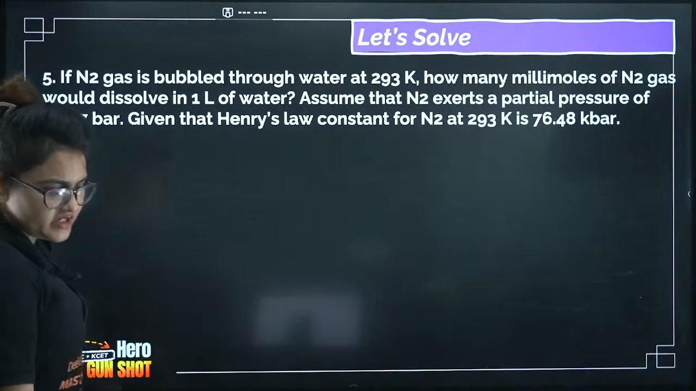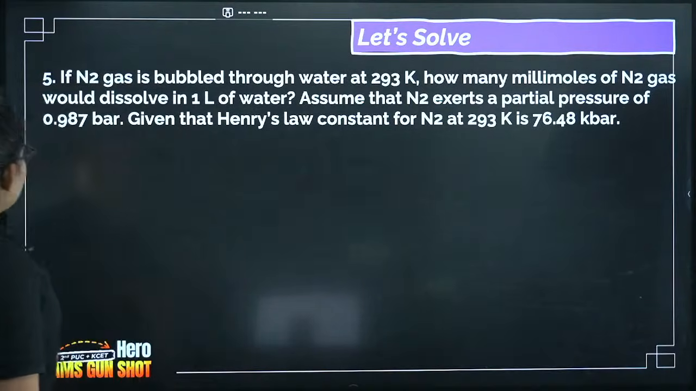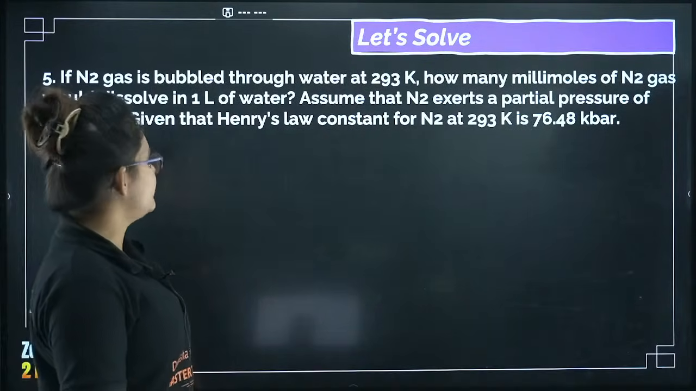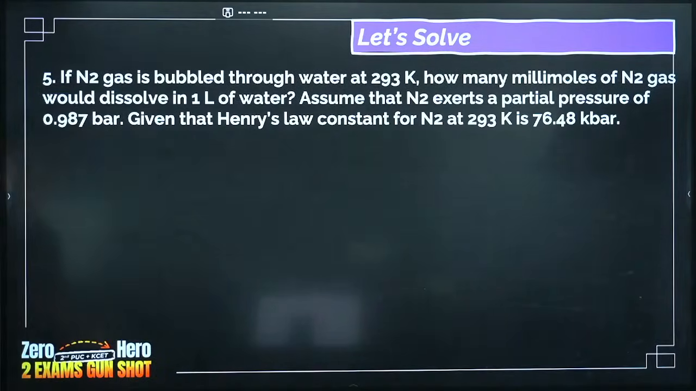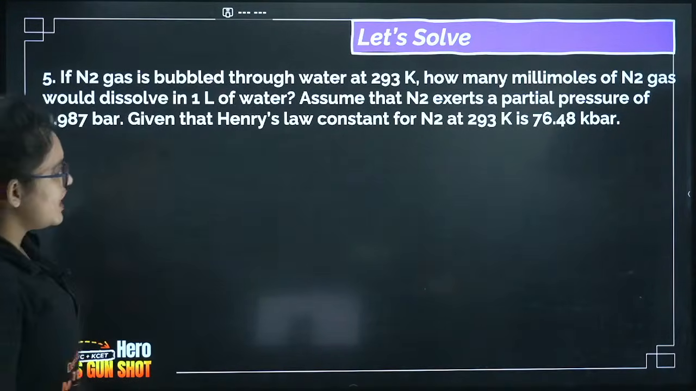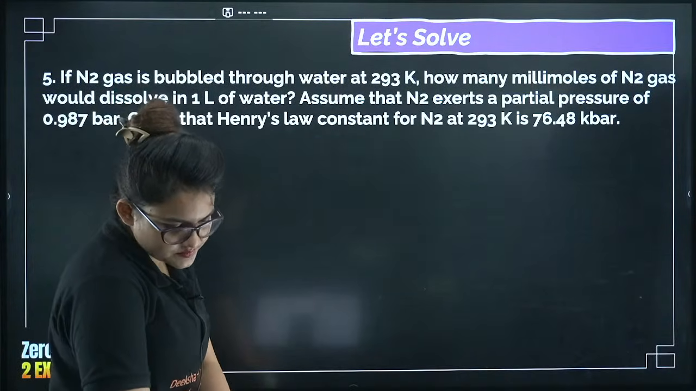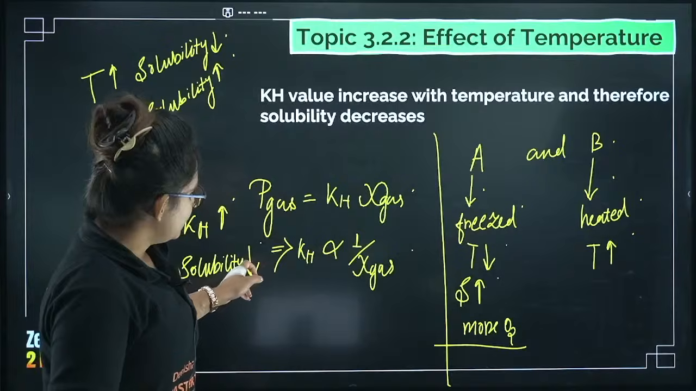Here you can see one question comes. If N2 gas is bubbled through water at 293 Kelvin, how many millimoles of N2 gas would dissolve in 1 liter of water? Assume that N2 exerts a partial pressure of 0.987 bar, given that Henry's law constant for N2 at 293 Kelvin is 76.48.